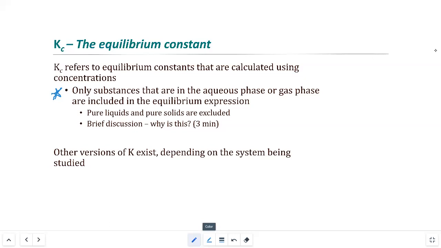For gases, same thing. Now, we're not looking at the solution, but we are looking at the container itself. We can measure the total volume of the container and how much of that gas is in the container. So that's a concentration. Moles per liter, just the same. Now, Kc is the most common version of the equilibrium constant, but it's not the only one. There are others.